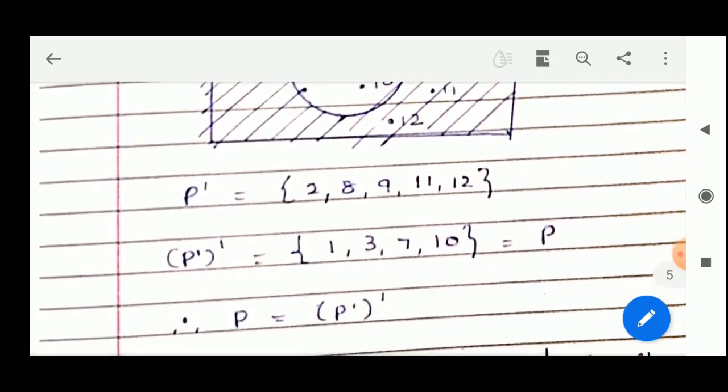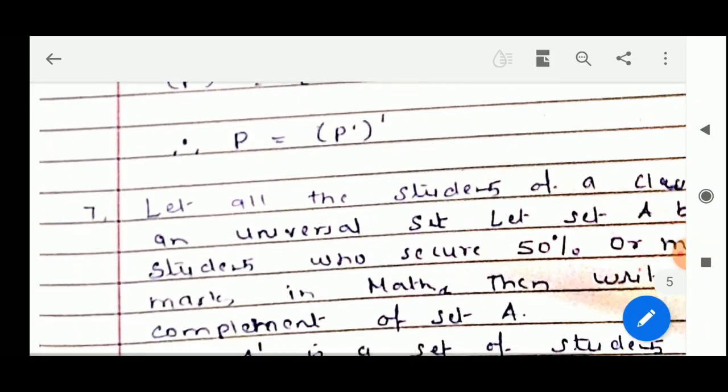So P dash will have the elements 2, 8, 9, 11, 12. Now again find its complement, meaning all the elements of the universal set which are not there in P dash. So again 1, 3, 7, 10 will come. So what we see, the complement of the complement of the set is equal to the given set. So this is also verified.